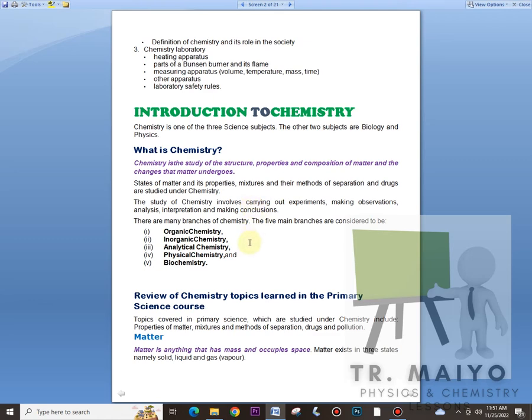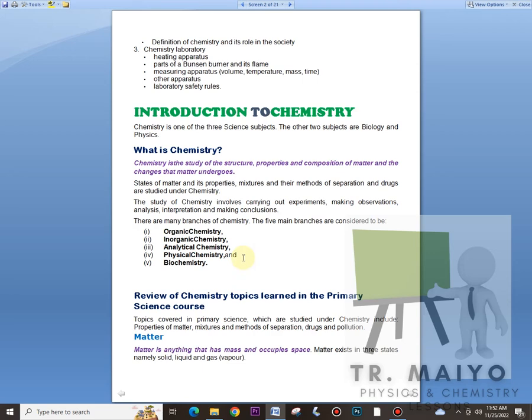Somebody who is doing the three sciences doesn't even need to go for an entertainment, because the subject already entertains you. There are many branches of chemistry. The 5 branches are considered to be organic chemistry, inorganic chemistry, analytical chemistry, physical chemistry, and biochemistry. When you go to campus, you will study them as units and as courses.